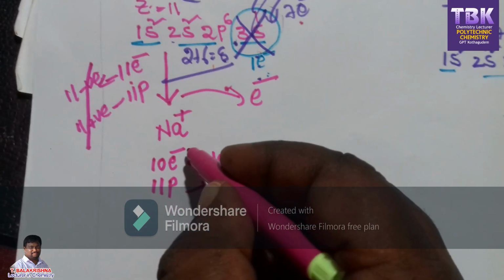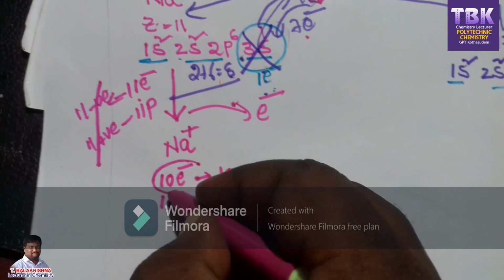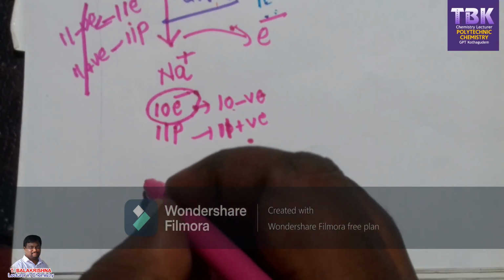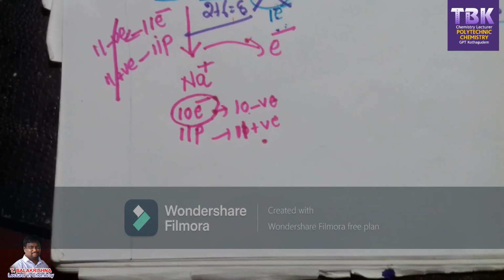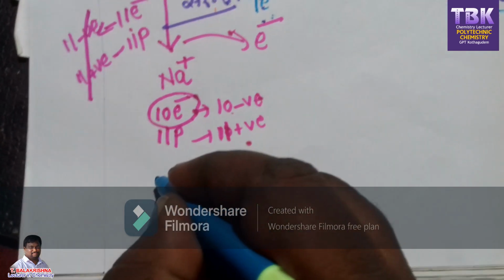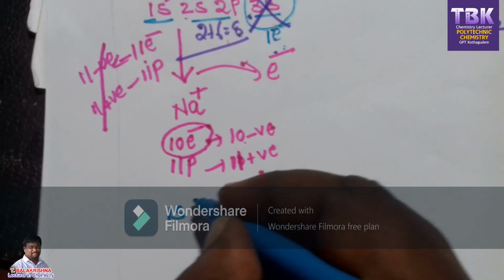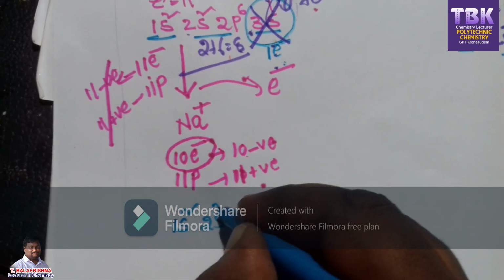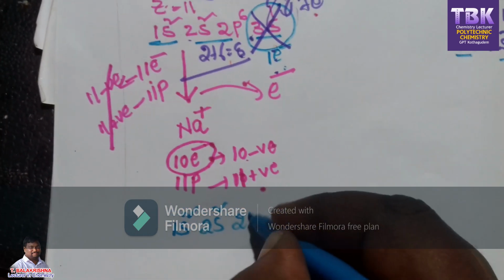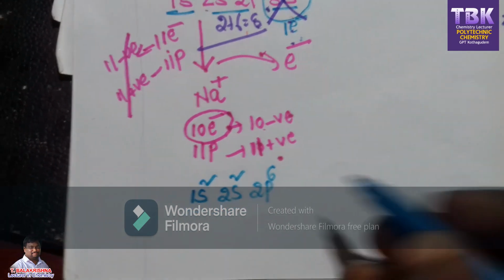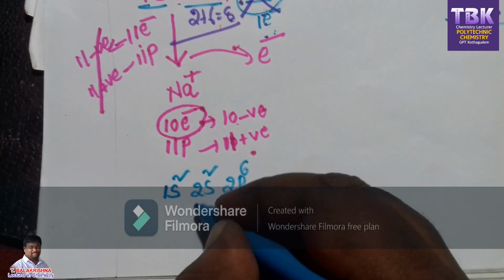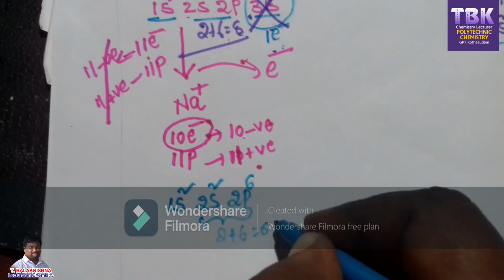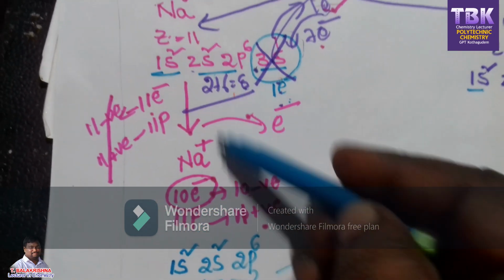And what is the electron configuration? The sodium Na plus ion has only 10 electrons. Write the electron configuration according to the Aufbau rule. You know the series: 1s 2 electrons, next 2s 2 electrons, next 2p. What is the capacity? 6. So you fill 6. This is the electron configuration. Which is the outermost orbit? The second orbit. How many electrons? 2 plus 6, 8 electrons. So it gets stability by losing an electron.